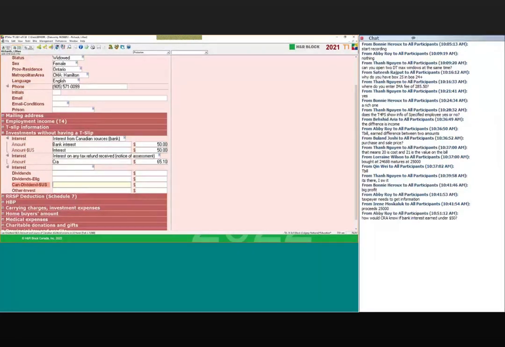Okay, so we're going to go on. We have a question earlier. Abby has a great question. How would the CRA know if the bank interest earned is under $50? They don't. So basically, the banks are following the rules.